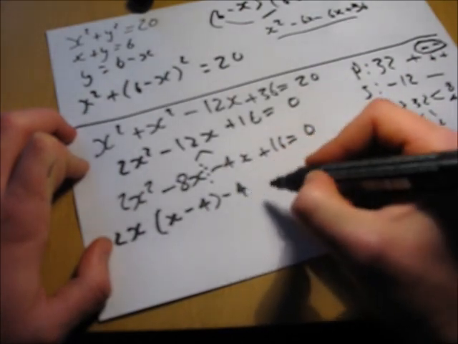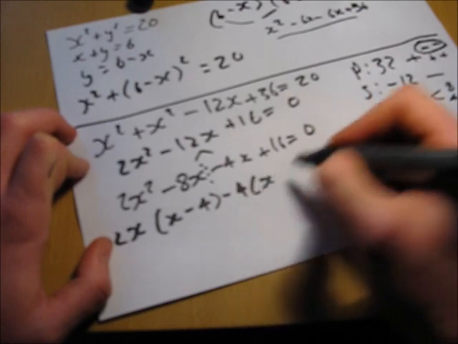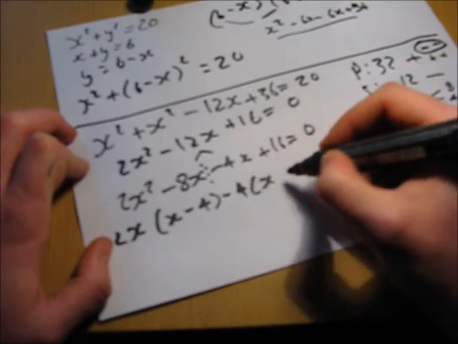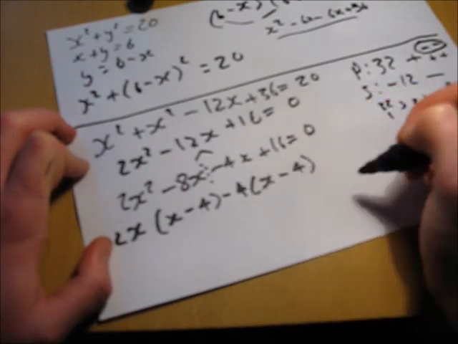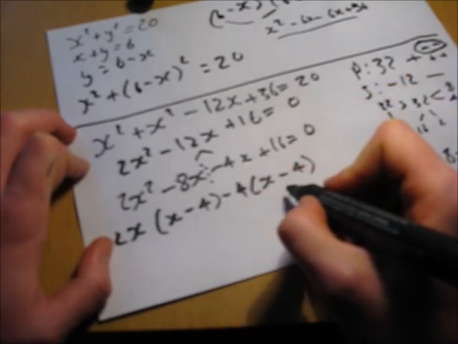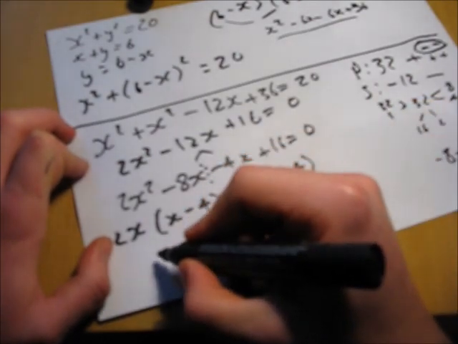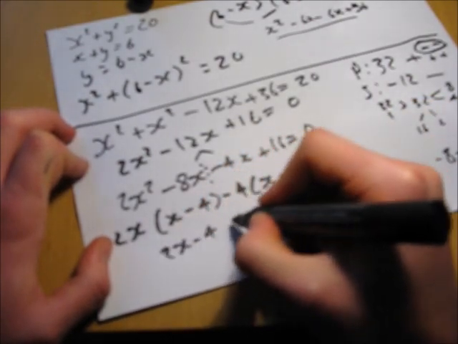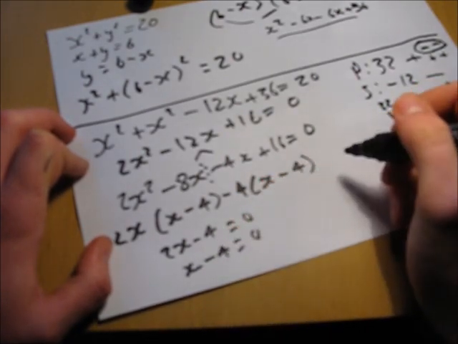So we're going to put the 4 on the outside, and 4x divided by minus 4 is x, and 16 divided by minus 4 is negative 4. That's very important. 16 divided by negative 4 is negative 4. If these two brackets aren't the same, you've done something wrong, go back, essentially. So now we have 2x minus 4 equals 0, and x minus 4 equals 0.